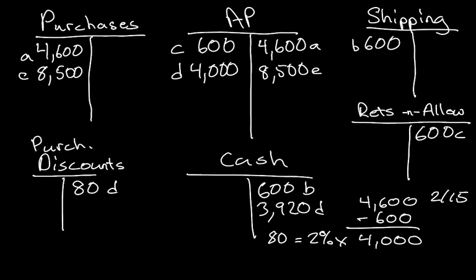Now, on April 21st, after negotiations, the company received from Frisk a $1,100 allowance for the April 18th purchase. So now we've got an allowance, and so we need to make a transaction for that. That's $1,100 here, and that will be debited to our accounts payable account because now we don't owe that.